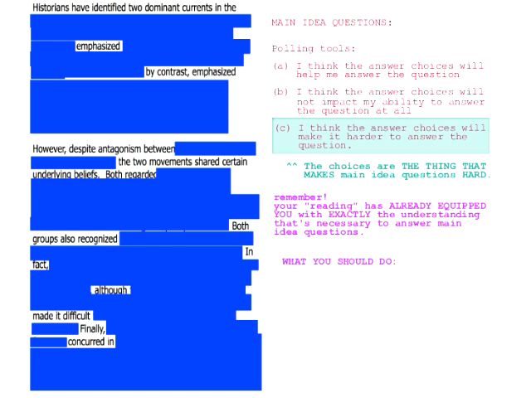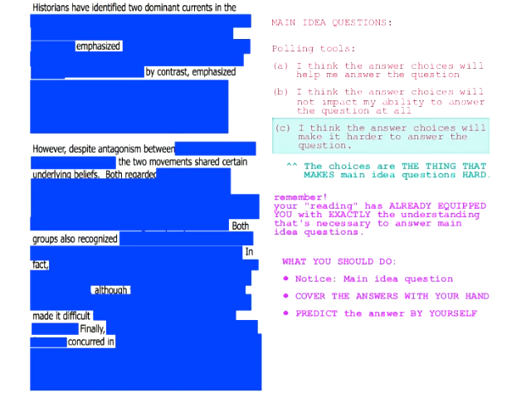So as soon as you notice that it's a main idea question, you should physically cover the answers with your hand. You might look kind of silly doing that, but you will be a silly-looking person with a higher score, which is probably a good trade-off. And then predict the answer by yourself. Then uncover the choices, and then check.